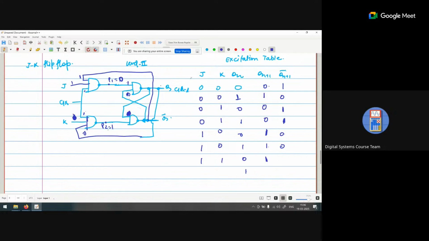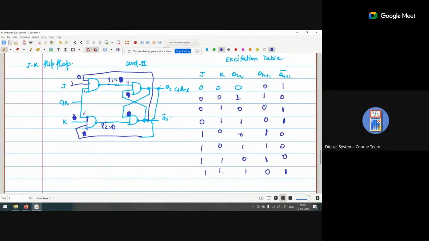So P2 is 1 and this one is 1, so Q bar is 0. And when Qn is 1, Qn bar becomes 0 and Qn becomes 1. So when all are 1, P2 becomes 0 and P1 becomes 1. Now if P2 becomes 0, Q bar becomes 1, and it is going to this one. So this one is 1, P1 is 1 and this point is 1, so both 1 makes the output 0. Okay, so this is the excitation table.